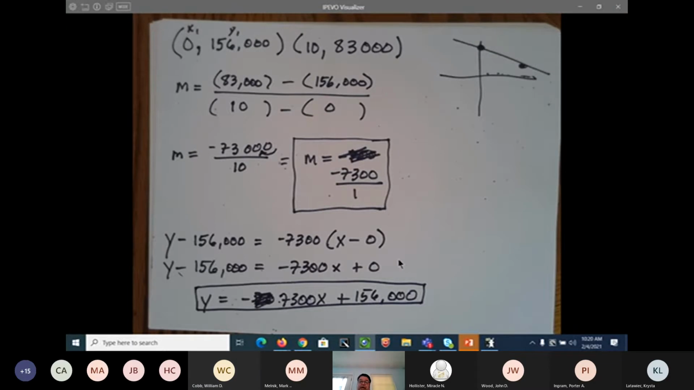Now, they're probably going to ask you what the tractor will be worth, blah, blah, blah, and you're going to plug that in for x and you're going to get the answer. So let's see what they ask.